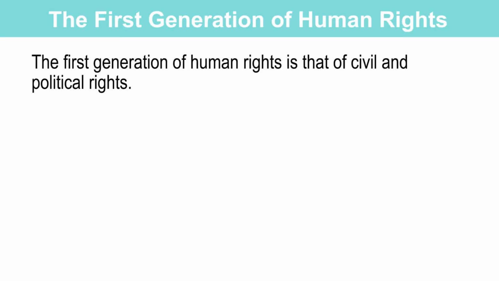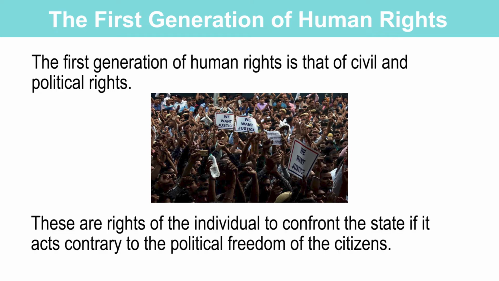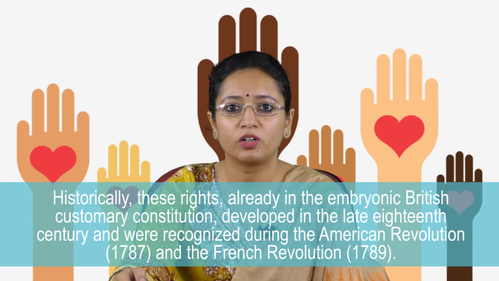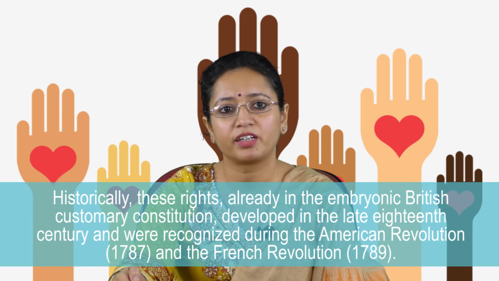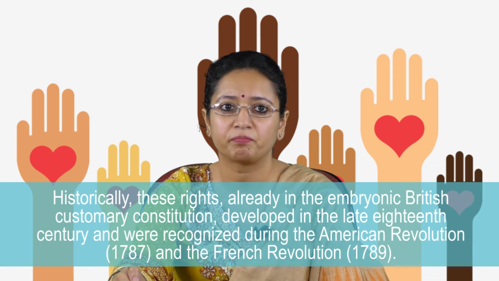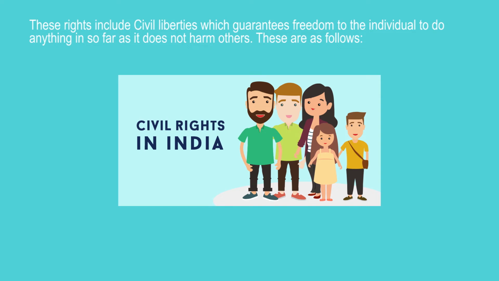The first generation of human rights is that of civil and political rights. These are rights of the individual to confront the state if it acts contrary to the political freedom of the citizens. Historically, these rights, already in the embryonic British customary constitution, developed in the late 18th century and were recognized during the American Revolution of 1787 and the French Revolution of 1789. These rights include civil liberties, which guarantee freedom to the individual to do anything insofar as it does not harm others. These are as follows.